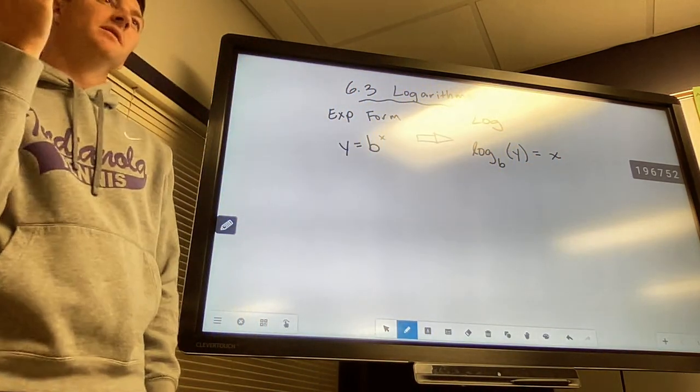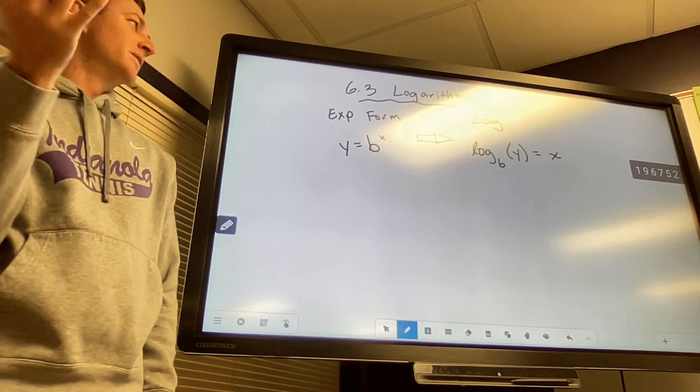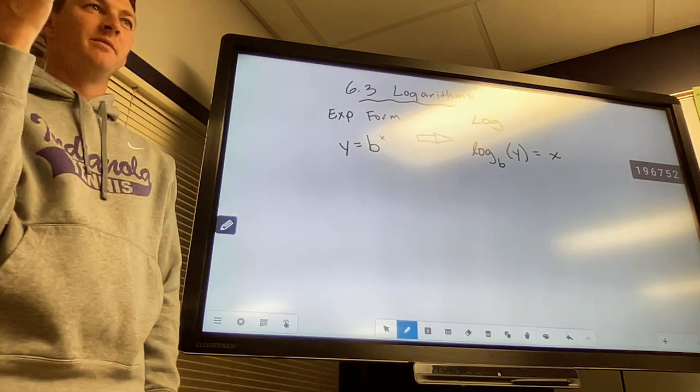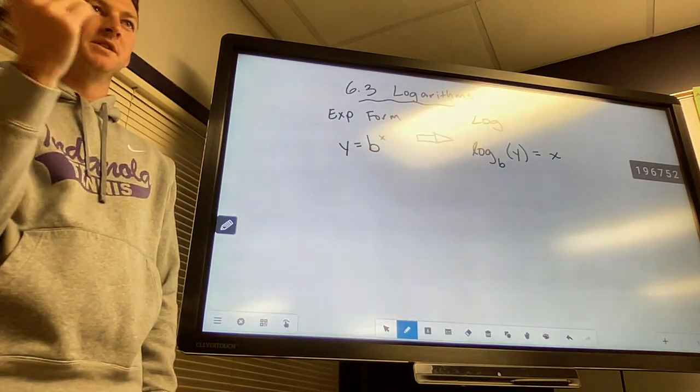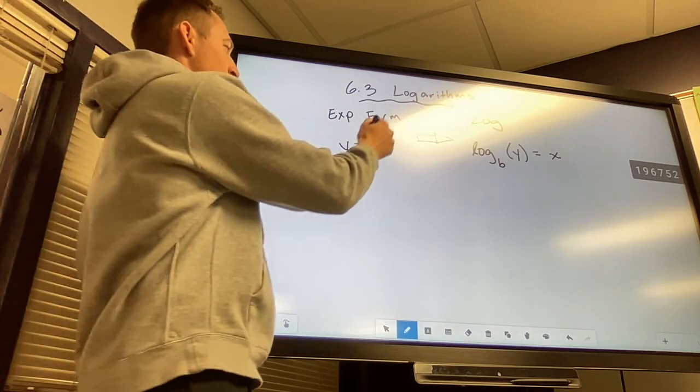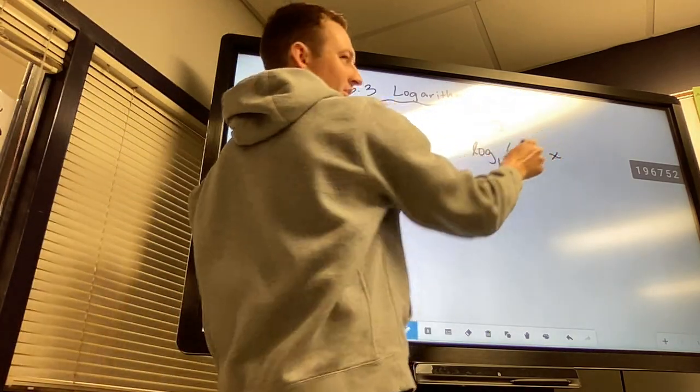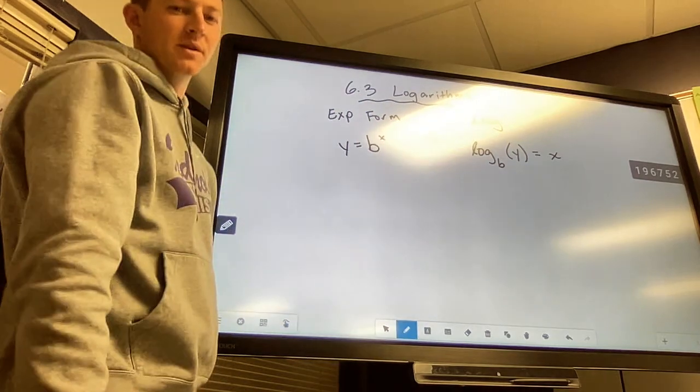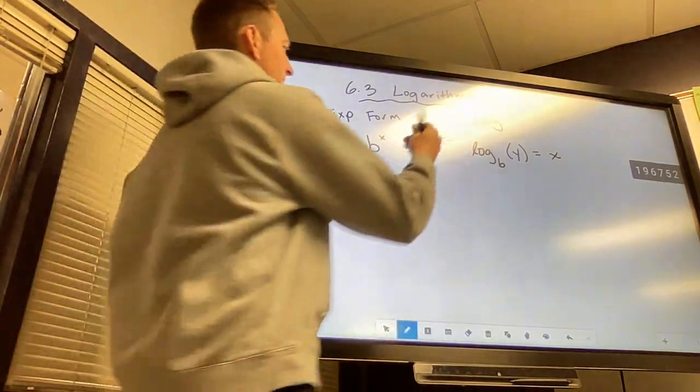Now the nice part about switching between the two of them is that we're using the same three numbers every time. We're just rearranging the order. So we have y, b, x over here, and y, b, x over here. We're talking about the same exact numbers. So it's the inverse.